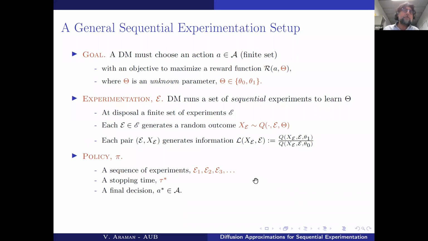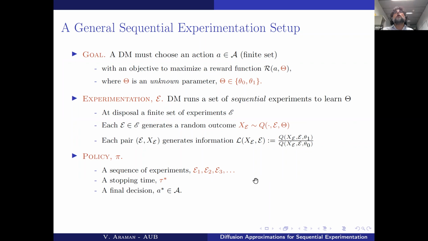And my policy is quite a complex one. I need to decide for every visitor, in the anchoring example, which experiment to use every time, when to stop, and when I stop, what is the optimal decision to make?